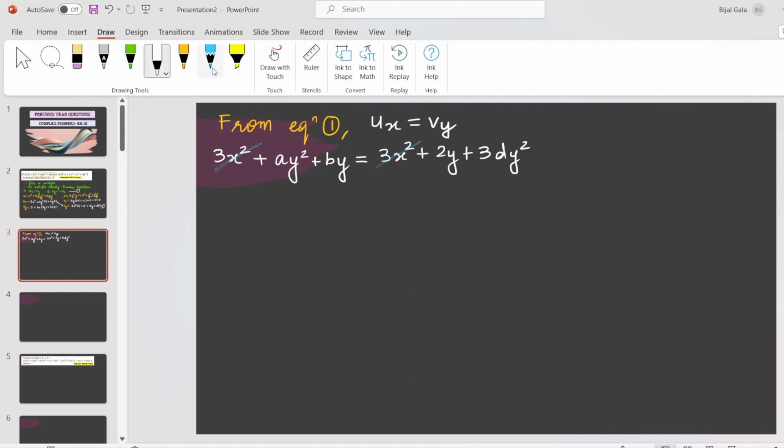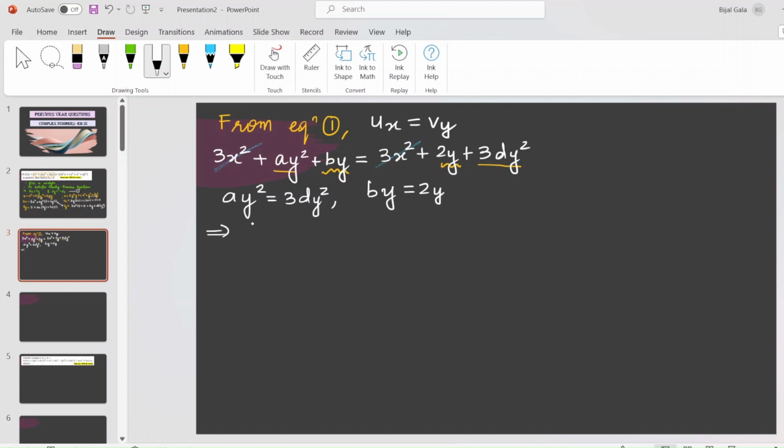Left hand side, I have a term with y square. Right hand side also has a term with y square. And there is a term with y here. There's a term with y. So when you compare, I'll have ay square should be equal to 3 dy square. And by should be equal to 2y.